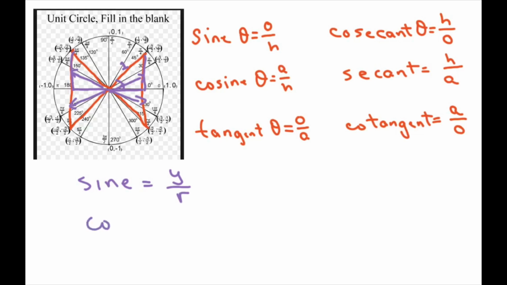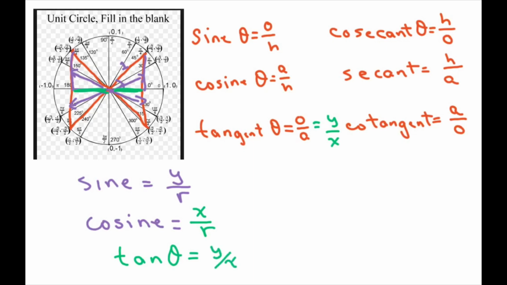Okay, and then for cosine, adjacent is right here. That's your x. So instead of saying adjacent, we're going to say x over r. Then the rest of them, you just switch. Your opposite is really your y, your adjacent's really your x. So we just write tangent as y over x.